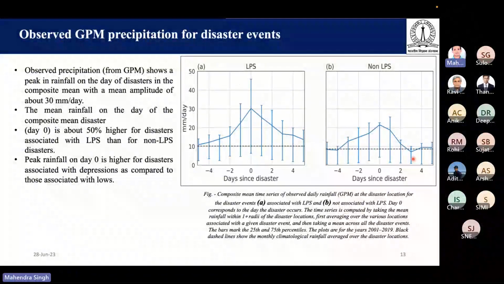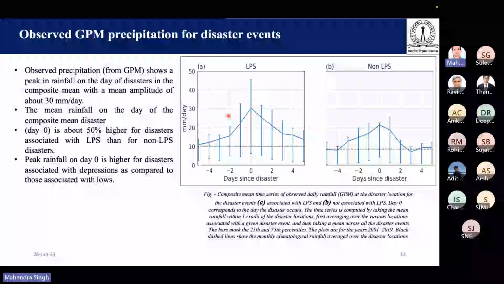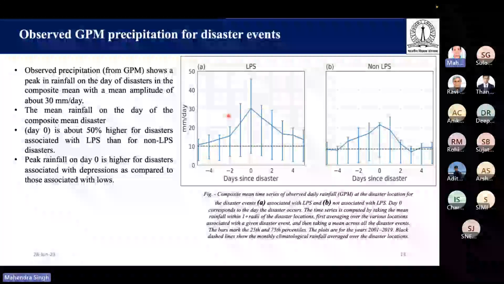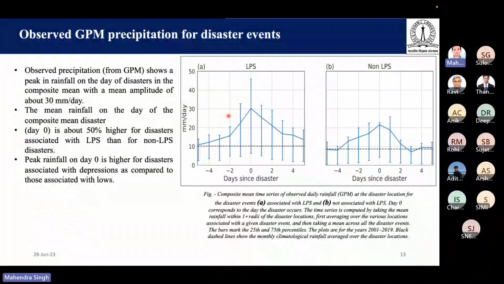So here we can see that during the day of disaster, rainfall peaks around 30 per day for LPS days. However, during non-LPS, this peak is mostly higher, around 60, sometimes 60 per day.